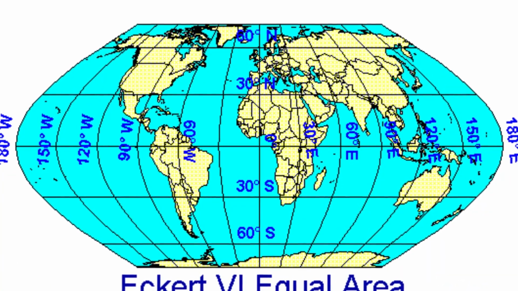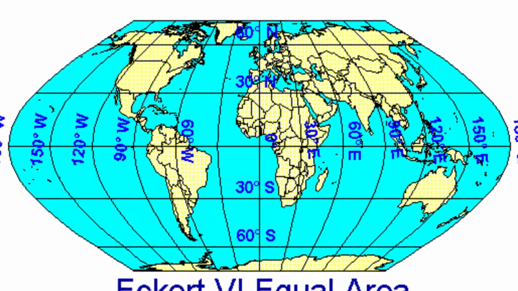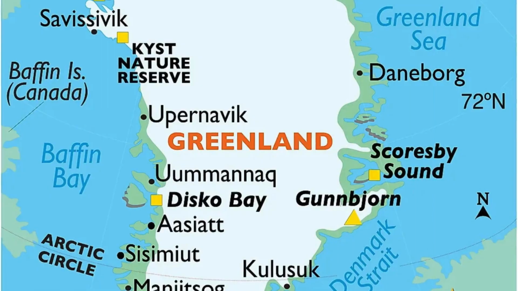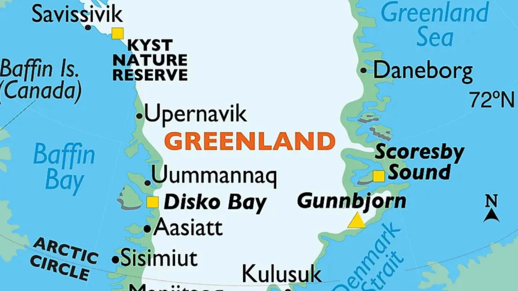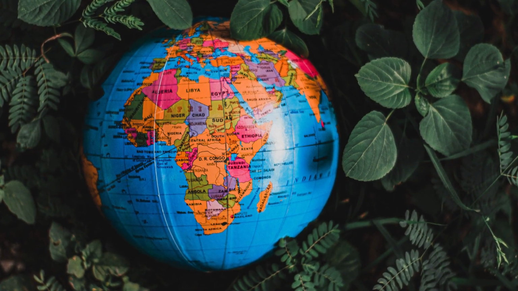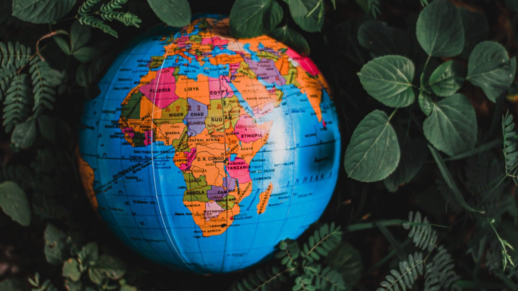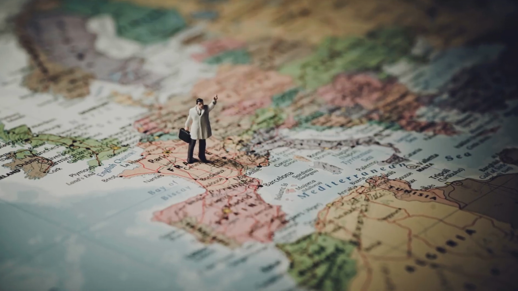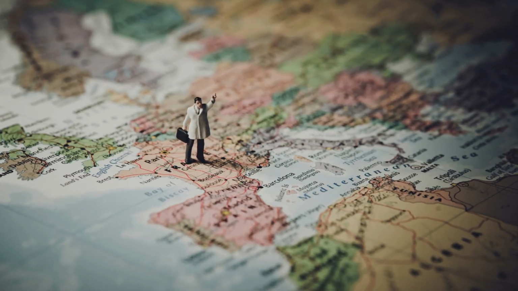This is one of the most commonly used map projections, but it significantly distorts the size of countries near the poles. For example, Greenland appears to be the same size as Africa, even though Africa is actually 14 times larger. This distortion can lead to a misrepresentation of global geography.